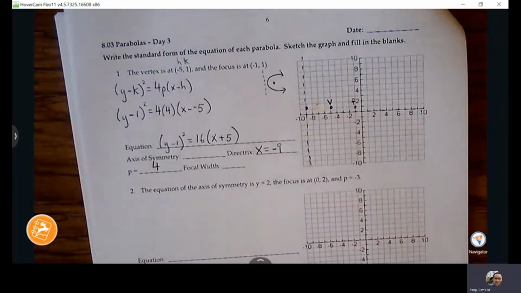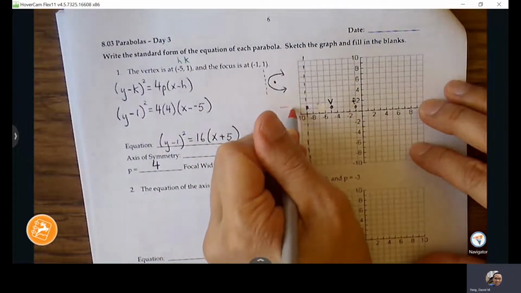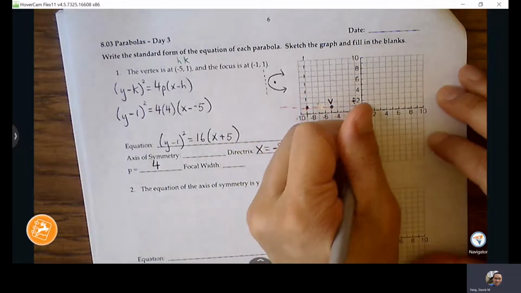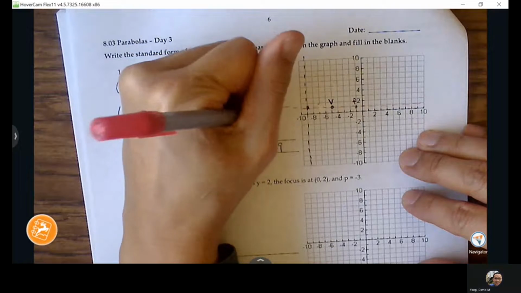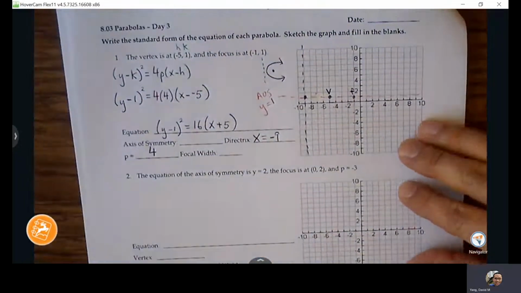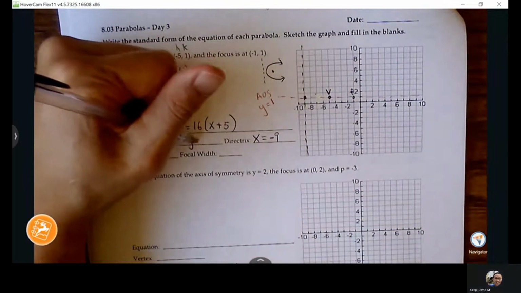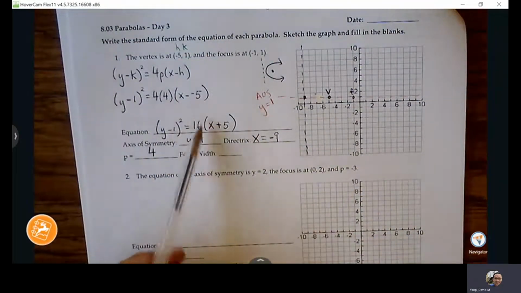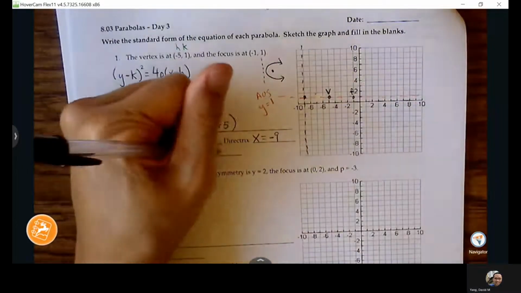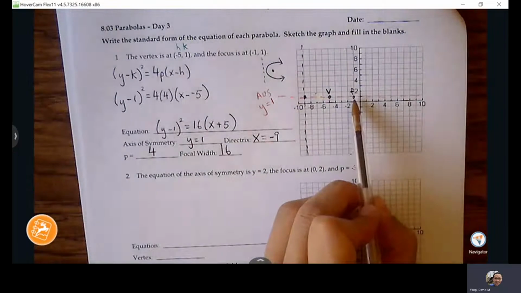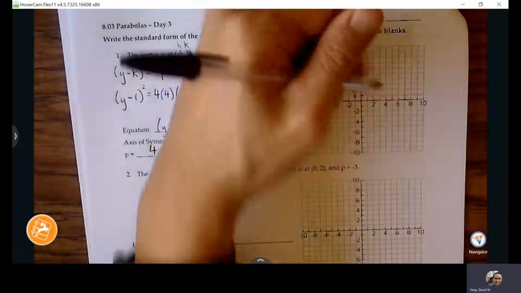Okay. If you create a line that cuts through all 3 points that you graphed, that's going to be your axis of symmetry. That's going to split your parabola in half. Now that we have our equation built, what's our focal width? 16. From the focus, you're always going to count half that distance, right? You go up 8 and down 8.